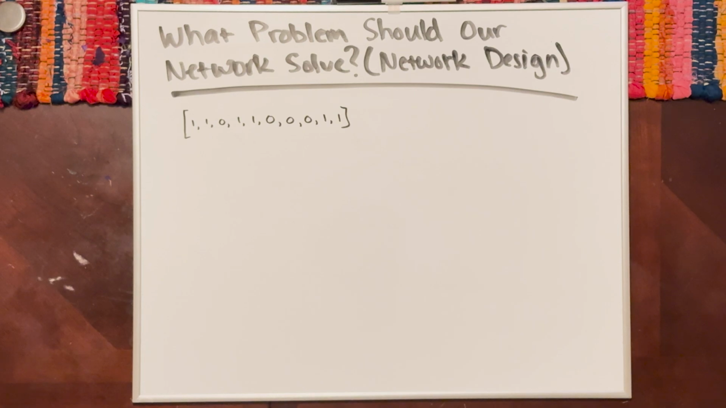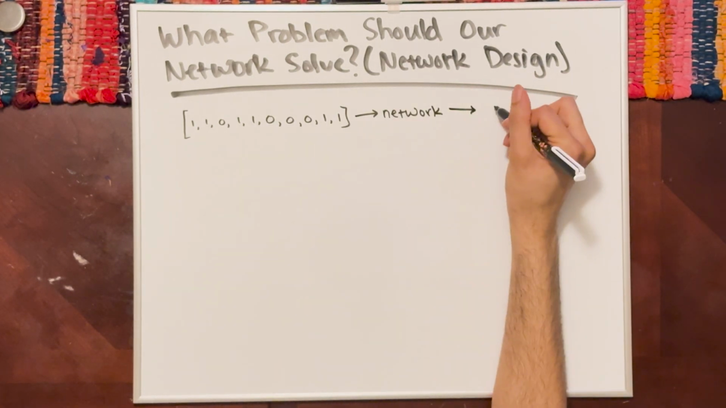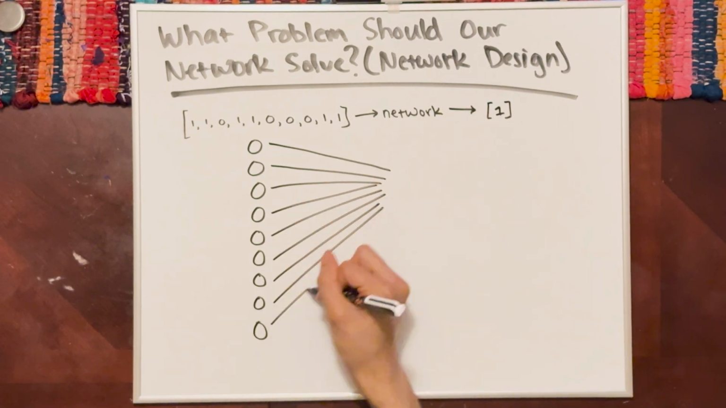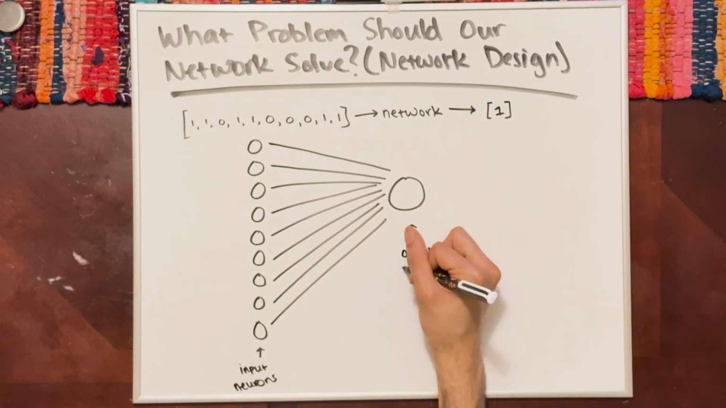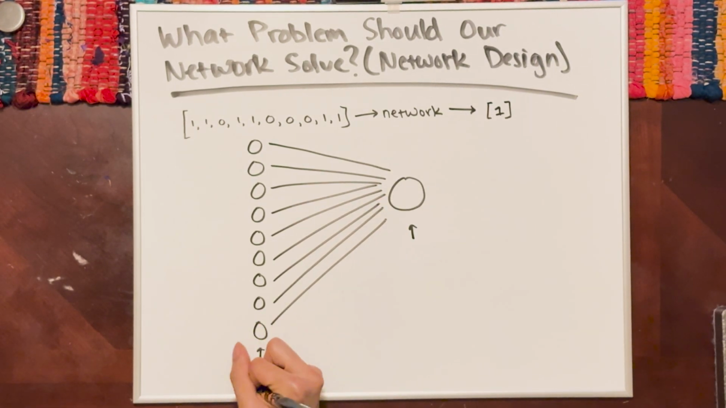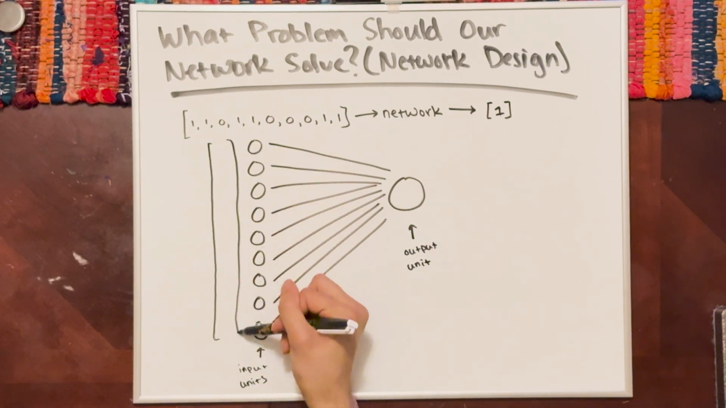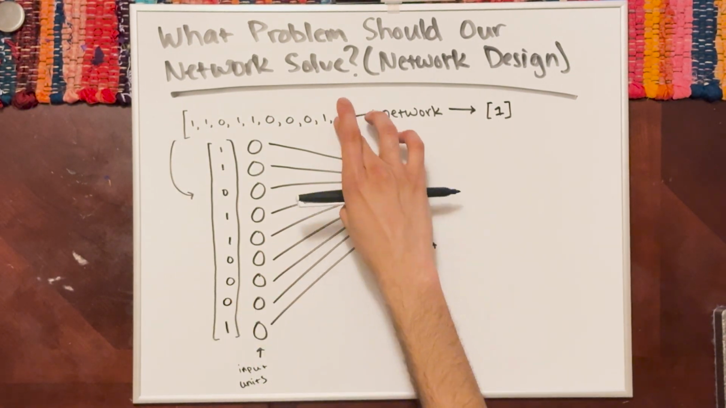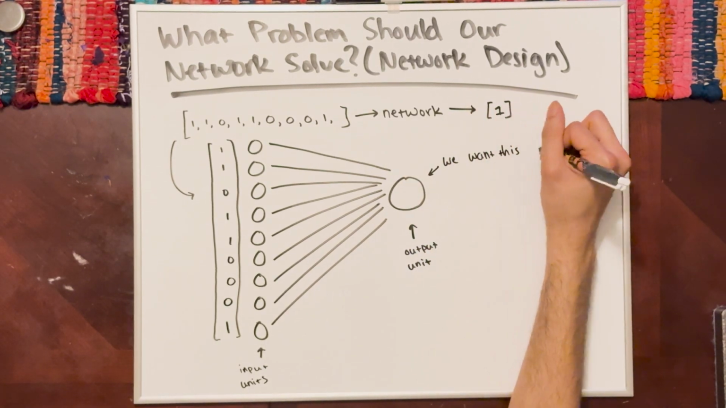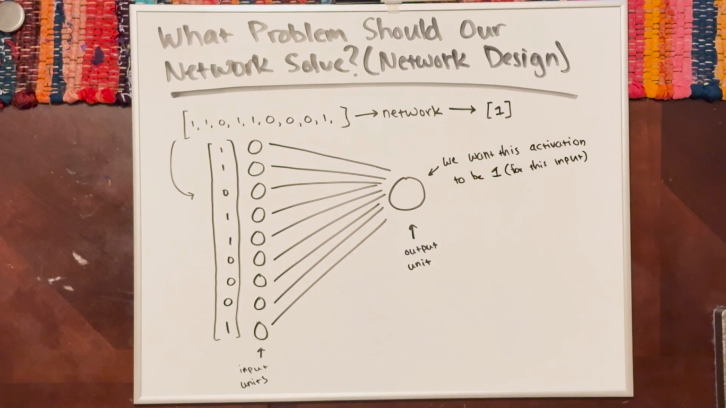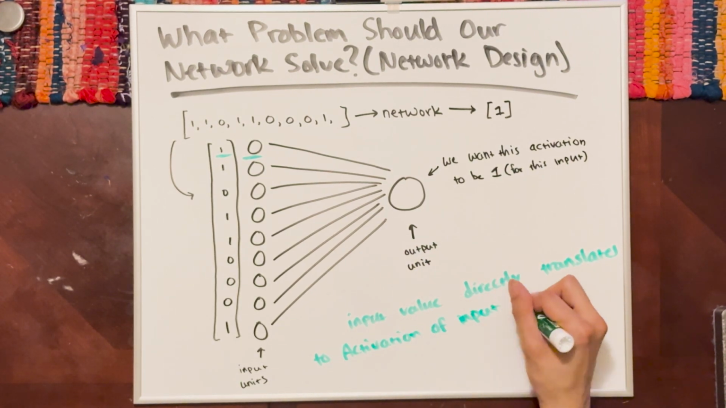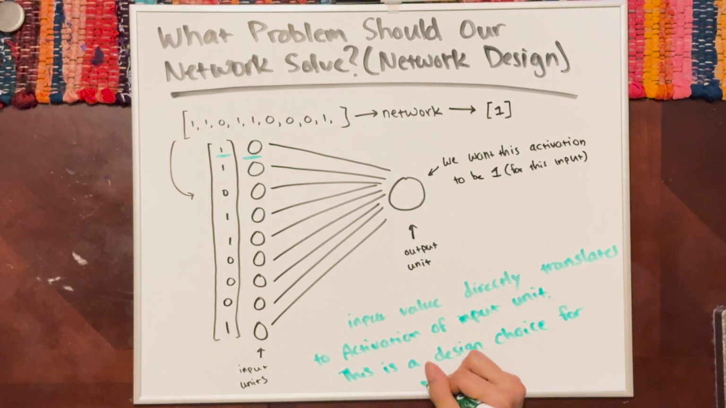Let's provide our network with a binary list of 9 items for input. Our network should identify the majority item in the list, in this case either a 1 or a 0. We'll assume that the input units are directly representative of this. If the input unit has an activation of 1, then that means the list item is 1. And if the input unit has an activation of 0, the list item is 0. Thus, this binary list is basically just a list of the activations in the input layer.